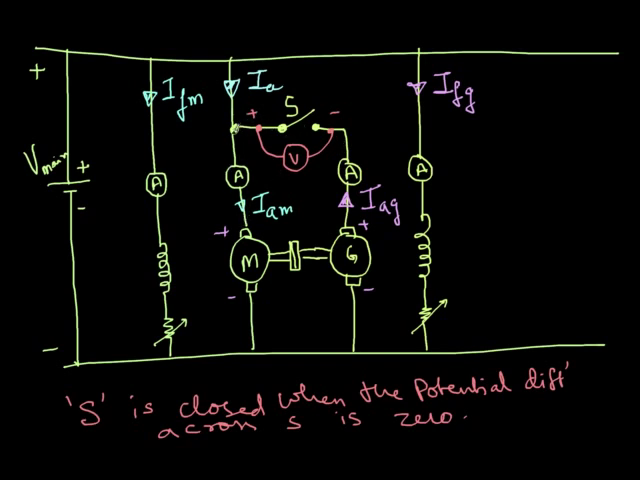If I apply Kirchhoff's current law here, I find IAM, the current in the motor, is nothing but IA plus IAG. Or in other words, IA is nothing but IAM minus IAG. These two are just applying Kirchhoff's current law at this point. Okay, so now I have the current. IAG is increasing, and IAM also is increasing. So let me write down those relations here.